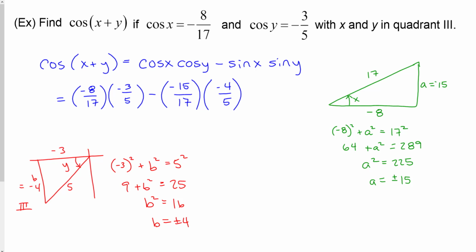And now I just need to simplify everything. And I can't promise that it's going to be pretty from here forward, but it won't be difficult to do. 8 and 3 will multiply to 24. 17 and 5 multiply to 85.